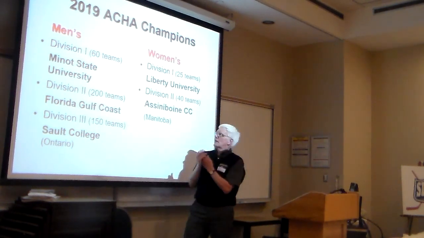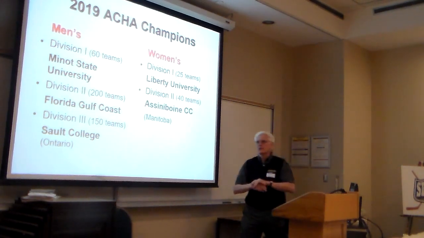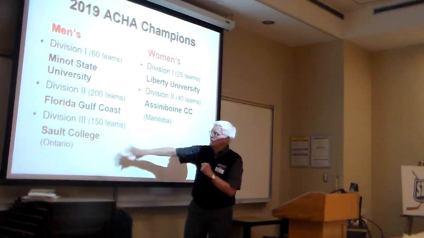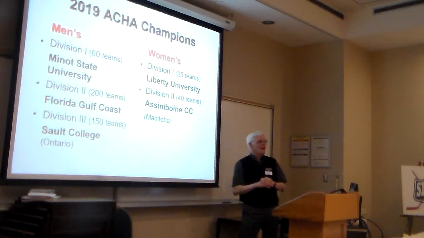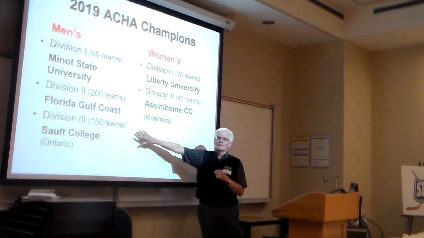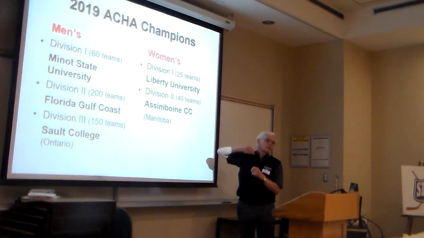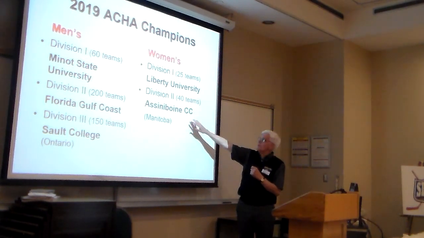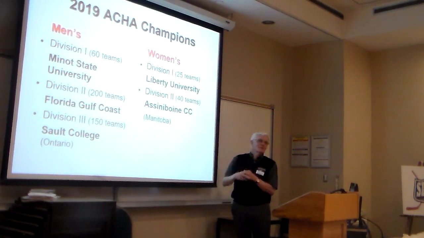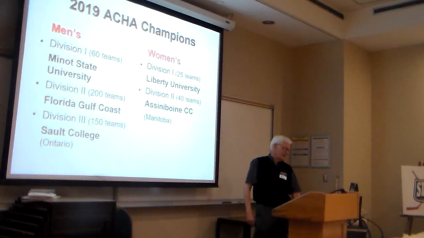Division II was Florida Gulf Coast. You can see the number of teams. Michigan Tech actually has a club team. They're in Division II. And Division III is actually a Canadian college that won that this year. There's 150 schools. This is the division. This is women's. They just have the 2 divisions. Liberty University and a community college out of Manitoba won their Division III. So, but you get some idea.